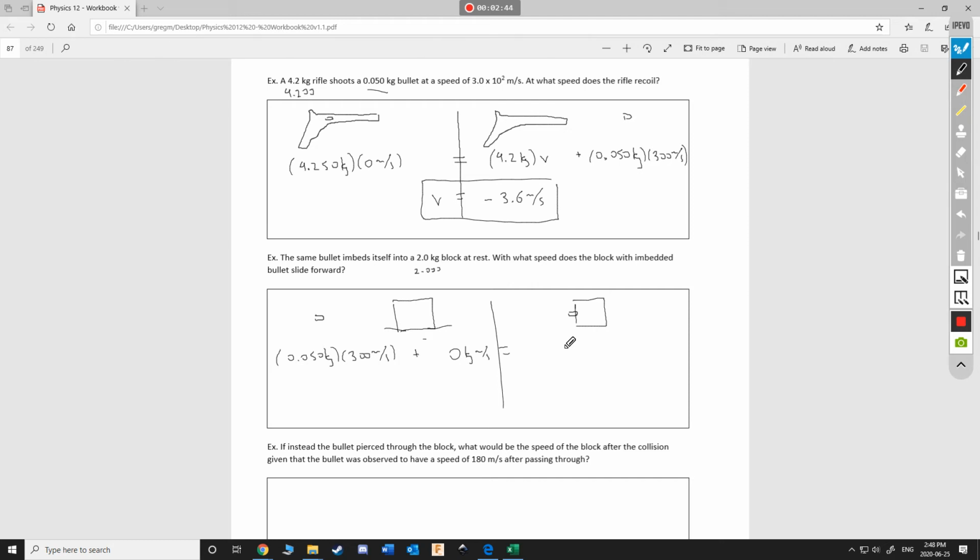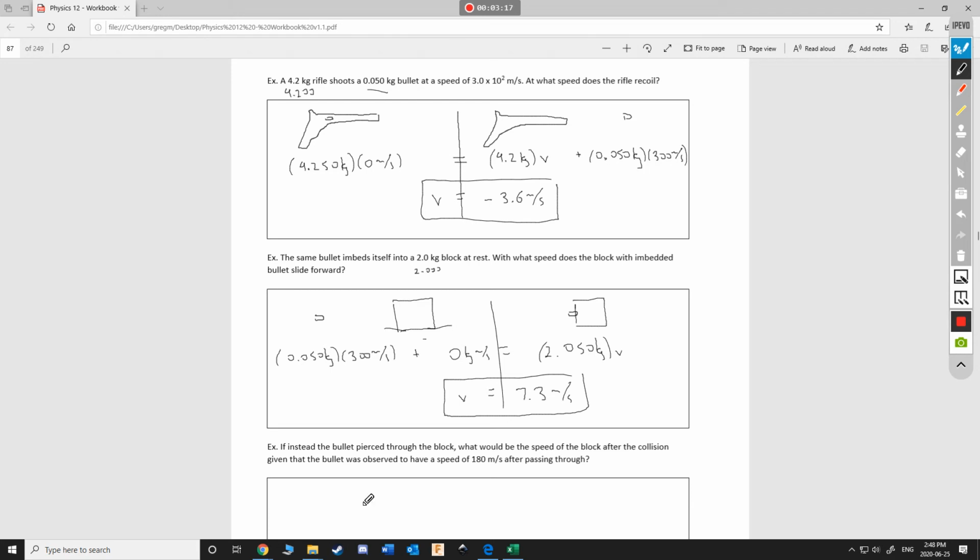And this is equal to our combined mass of 2.050 kilograms times some velocity. So pretty straightforward, we can solve for that velocity. 0.05 multiplied by 300 and divided by that 2.050, we get a speed of 7.3 meters per second. So this block will slide forward with an initial speed of 7.3. Of course, while sliding, it's going to experience friction and eventually slow to rest, but that's our initial speed.